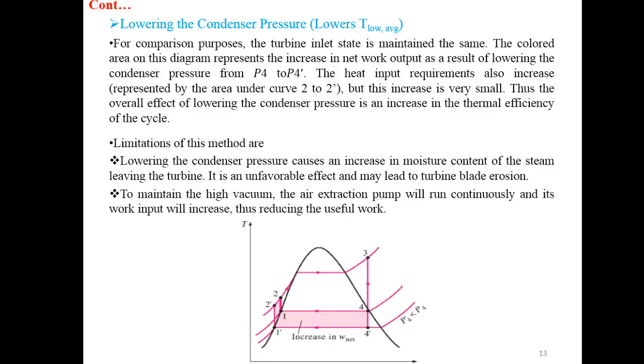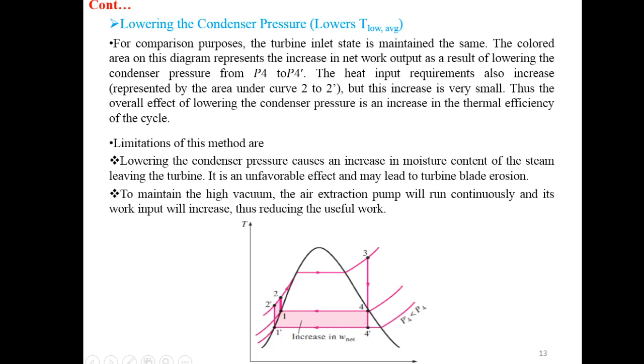Next is lowering the condenser pressure, that is lowering the value of T lower average. For comparison purpose, the turbine inlet is maintained the same, because in this case we have taken the upper part same. The colored area on this diagram represents the increase in net work output as a result of lowering the condenser pressure from P4 to P4 dash, because as we have lowered the condenser pressure, there will be an increase in net work we are getting.